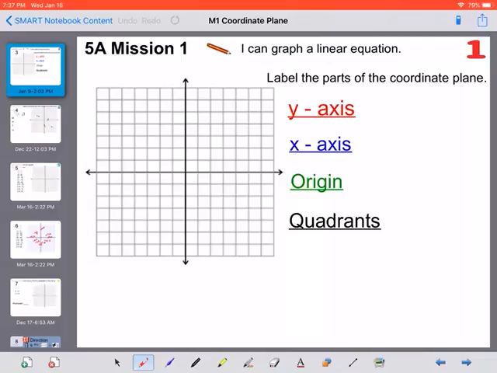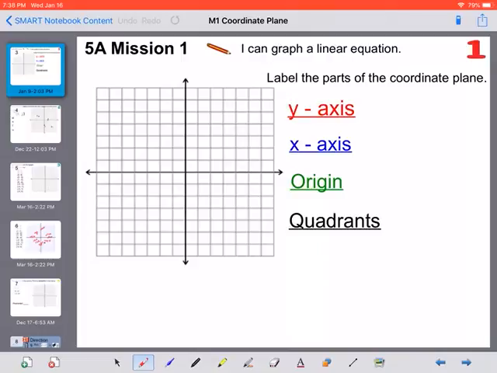Good morning. Today we are starting Unit 5A. We're going to begin graphing. Today we're going to start with the coordinate plane and plotting points. So first we're going to look at the coordinate plane. This is our graph, and these two lines with the grid we call a coordinate plane.